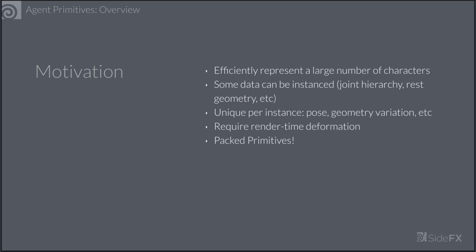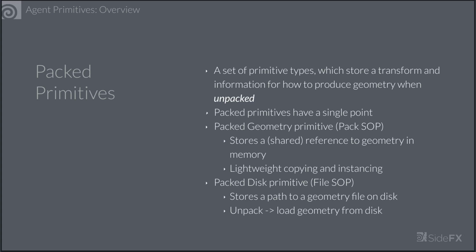And so in Houdini, taking all of this into account with wanting to be able to store a lot of instance data and also generating geometry just only when it's requested, the solution for this is to use a packed primitive. So as a quick refresher, packed primitives are a set of primitive types in Houdini, which each store a transform and some information for how to produce geometry when they're unpacked. So this is a form of delayed loading of geometry, where the geometry is only generated when it's requested by something. Every packed primitive has a single point that's attached to it, so positioning this point will just adjust the translation of the packed primitive's transform.